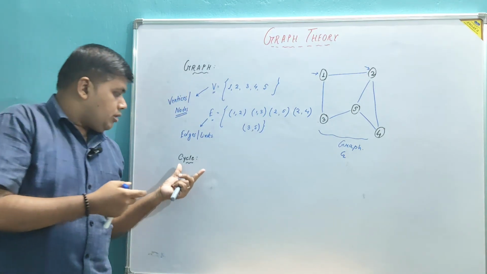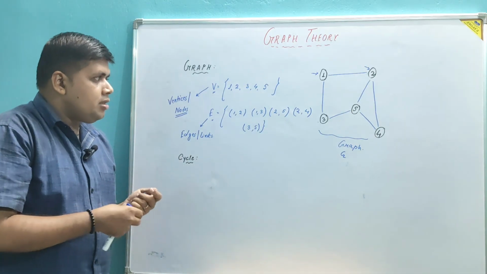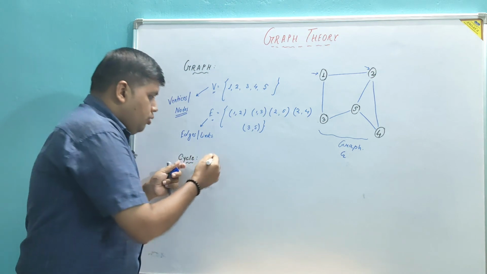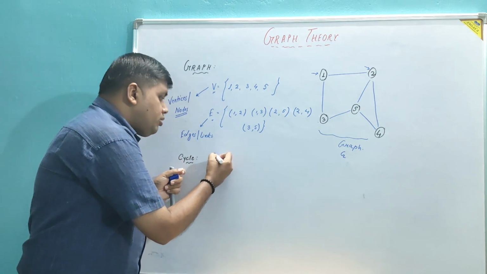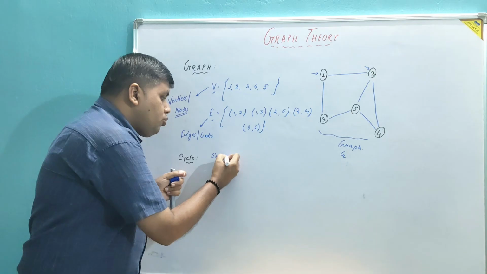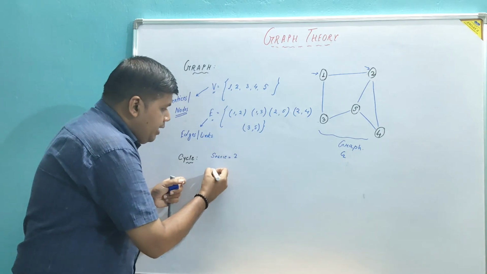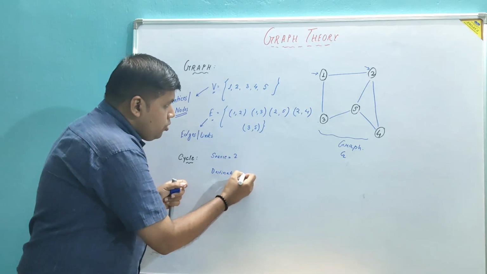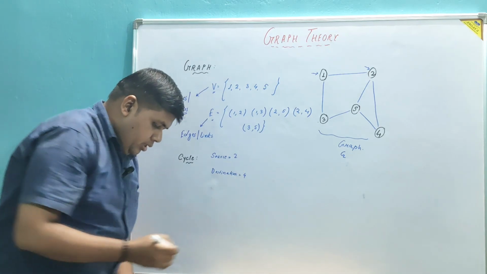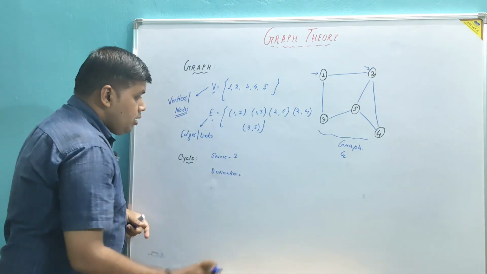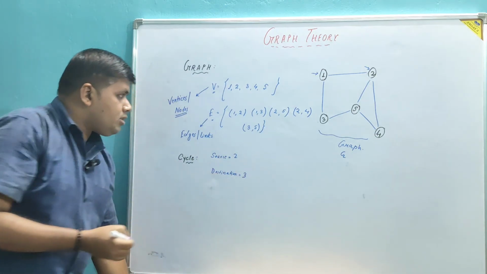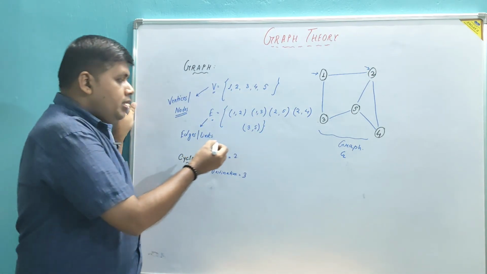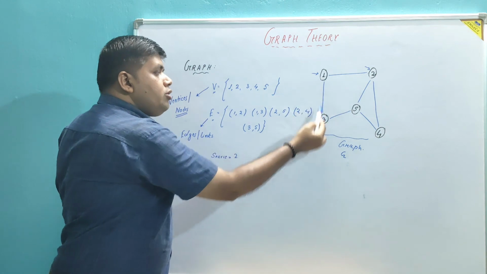The next term is cycle. So what is a cycle? Now if you observe properly, if a traveler wants to start from 2, that is, its source is 2 and the destination, let's take the destination 3. If a traveler is starting from node 2 and traveling to node 3, how can it move? It can move from 2 to 1, 1 to 3.